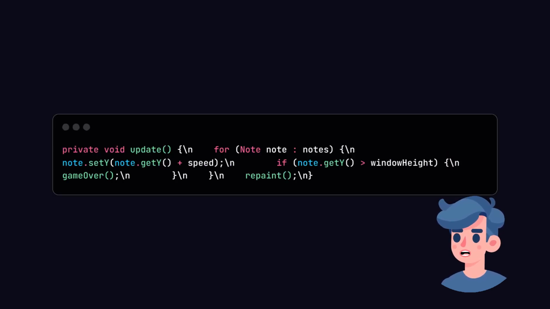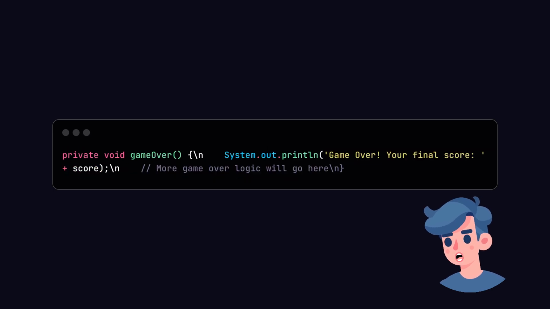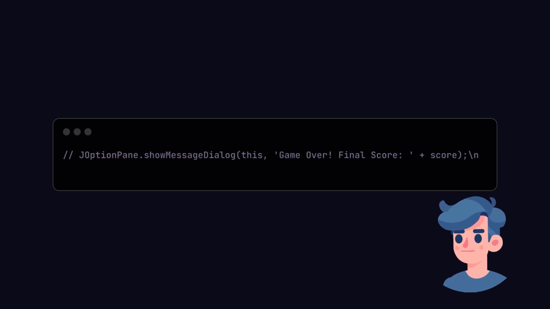Let's recap what we've built so far. We have a window, falling notes, score tracking, and music playback. The next step is to implement game over conditions. This can happen when a note reaches the bottom of the window and is not hit. Now, let's create a simple game over method which displays an ending message. When the game is over, we print a game over message and the final score to the console. This can be enhanced with a pop-up dialogue in a real game.